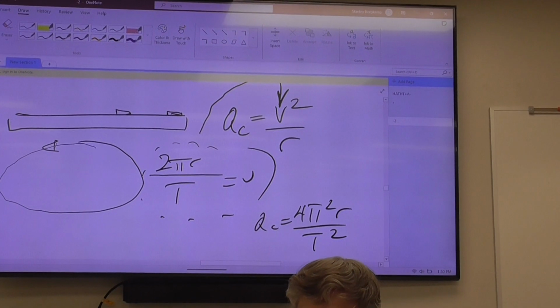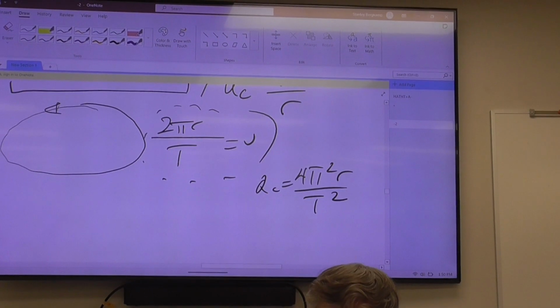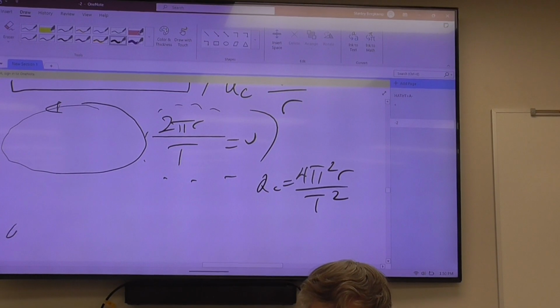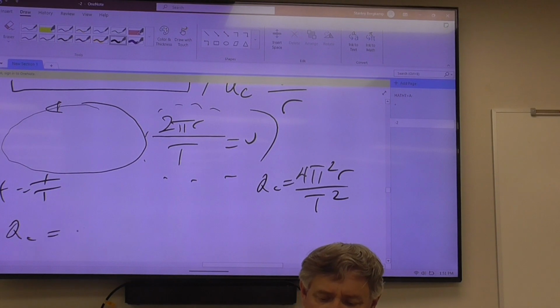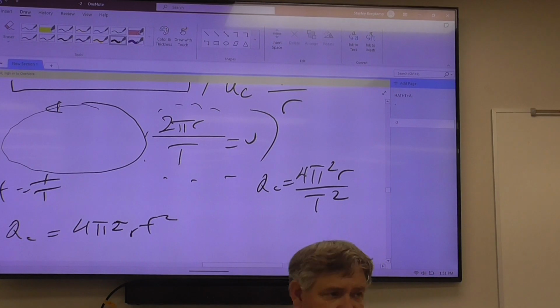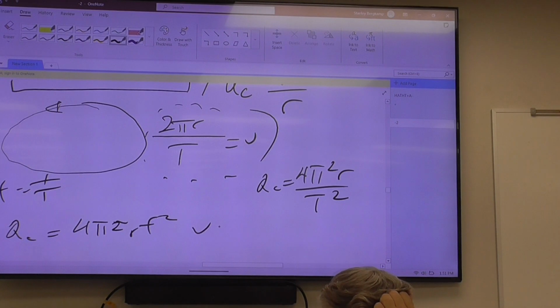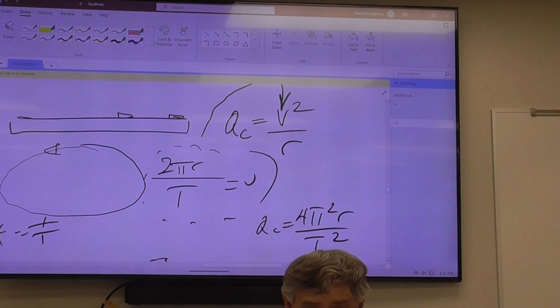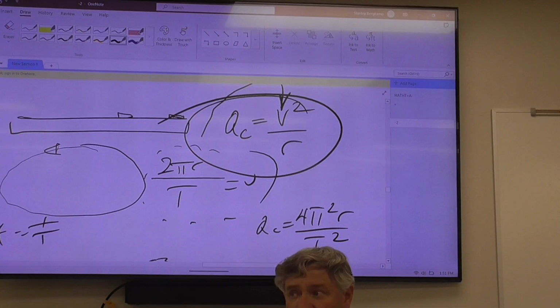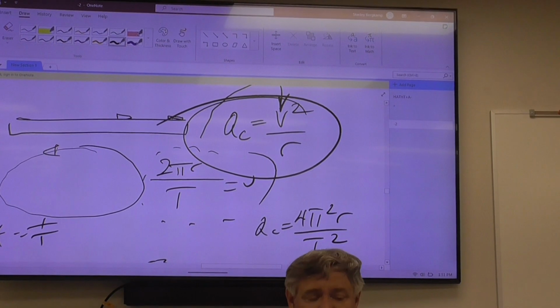All I did was take all of that in, simplify it down to this. So, remember, there's a relationship between frequency and period. So remember, you can also rewrite that as 4 pi squared r times frequency squared, and you can write velocity as 2 pi r times frequency. Okay? But again, the only thing on your equation sheet is v squared over r. That's it. That's all you've got.